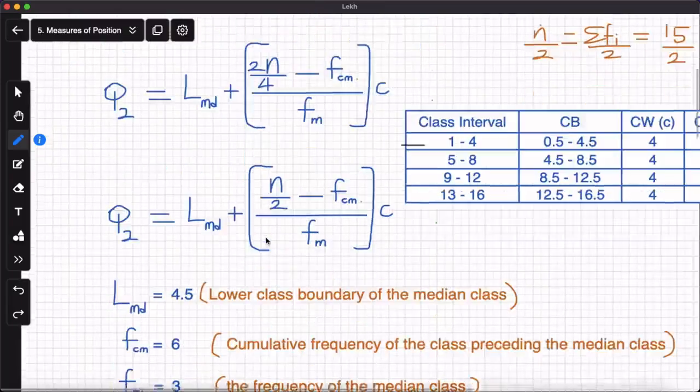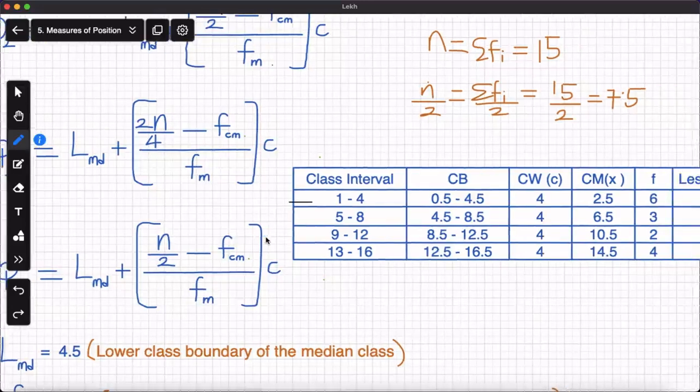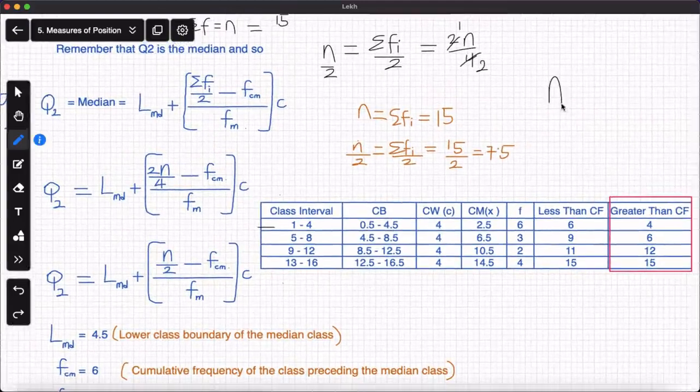So let's go to the formula. We'll come there shortly. How do you obtain your median again? This has been done before, but look at it. You say n divided by 2 is equal to 7.5. So you check your table, obtain the cumulative frequency, and then check where we have 7.5 for the first time, a number that is at least 7.5. We have that here, and that means this is going to be our median class.